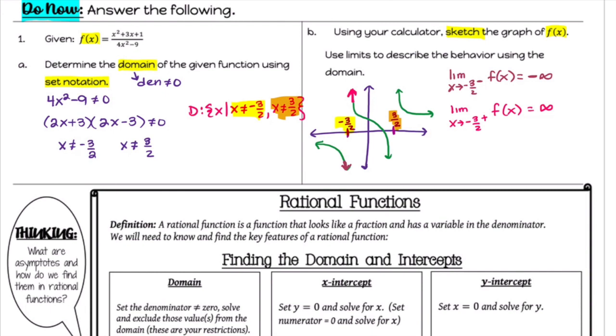What happens to your function as you head to positive 3 halves from the left? From the left, we are going down to negative infinity. And last time, the limit as x approaches that same x value of positive 3 halves from the right side, we are heading up to positive infinity.